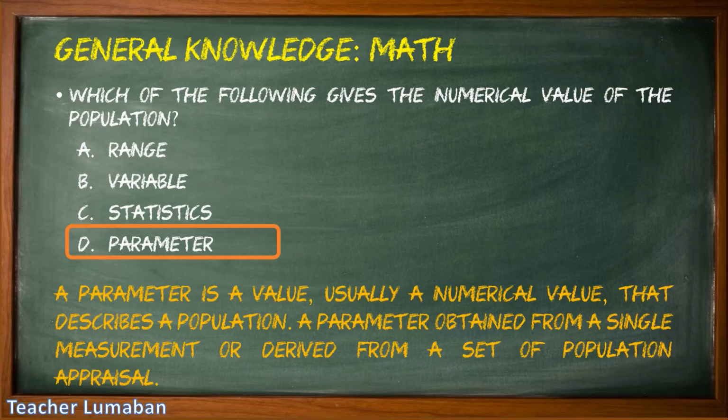A parameter is a value, usually a numerical value, that describes a population. A parameter is obtained from a single measurement or derived from a set of population data.